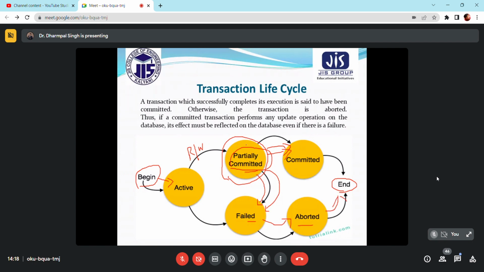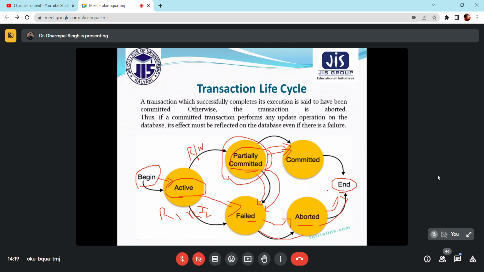So this is the figure of the life cycle of a transaction. Suppose the transaction is active and I want resources R1, R2. But unfortunately, I am not getting the resource R2. So obviously it will go directly to the fail state without performing any write and read operation. After the fail, we know that the abort state is there. After the abort, it will be the end.